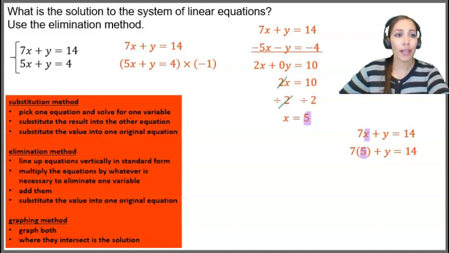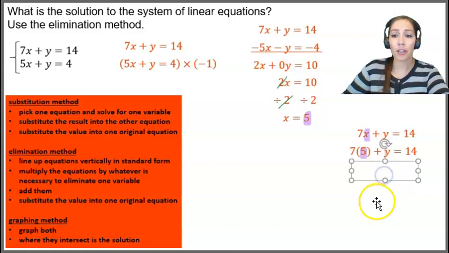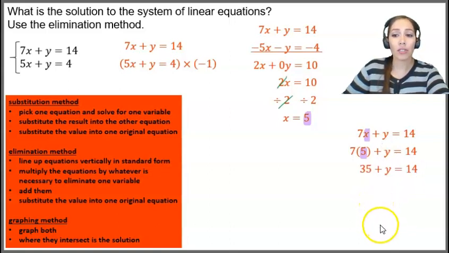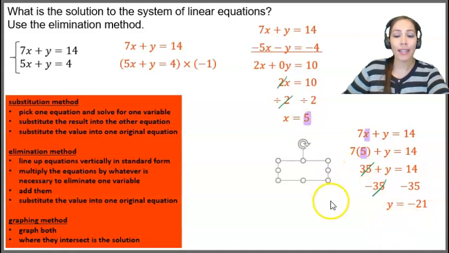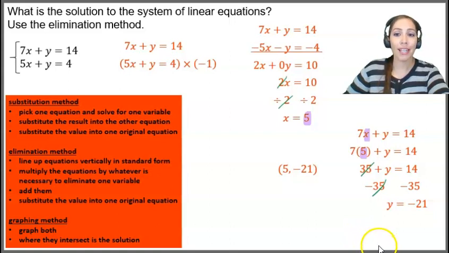Then I'm going to start doing my algebra just like I would on any other problem. 7 times 5 is 35. From here, I would subtract 35 on both sides. Those would cancel on the left. And I would get y equals 14 minus 35, which is negative 21. Now I have my x and my y. I can write them as a coordinate, 5, negative 21. This right here is my final answer.